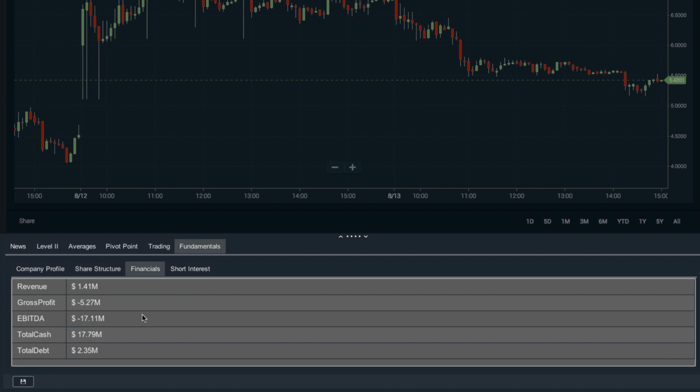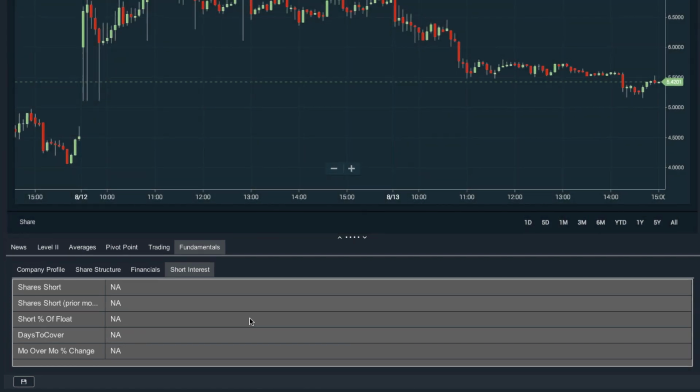We can also get a quick snapshot of the financials, such as the company's revenue, profit, cash, and debt. Lastly, you can see the short interest for the stock. And in this particular case, we don't have any data, but if the data were available, it would show up here and you could see how many shares were short, what percent of the float is short, and how long it would take to cover those short positions.